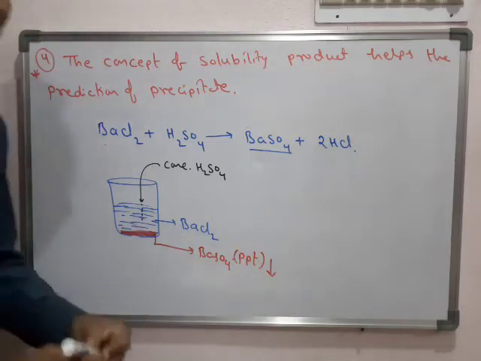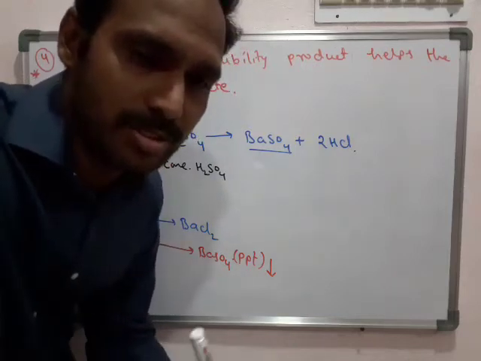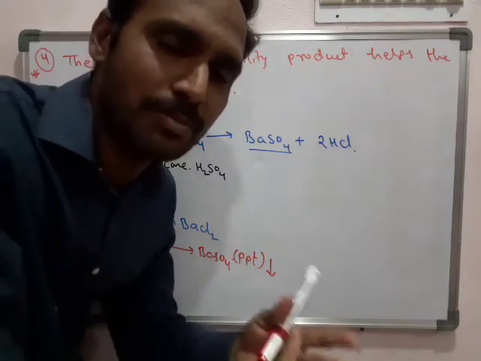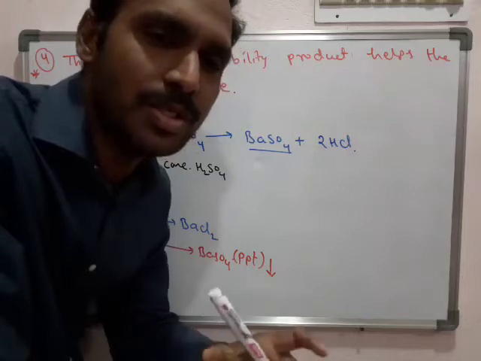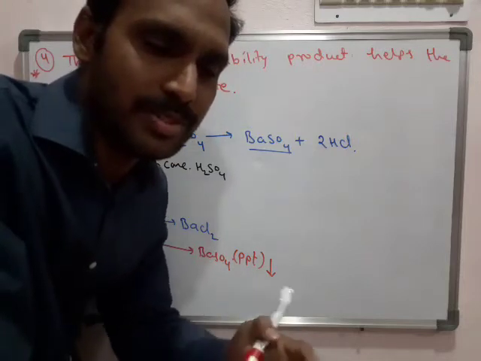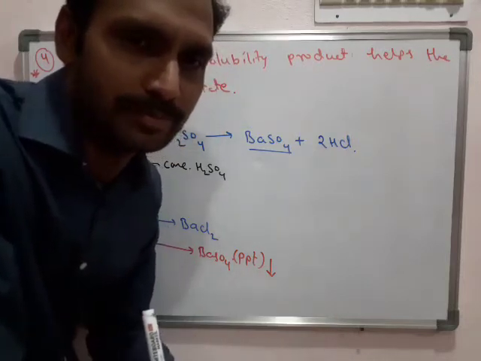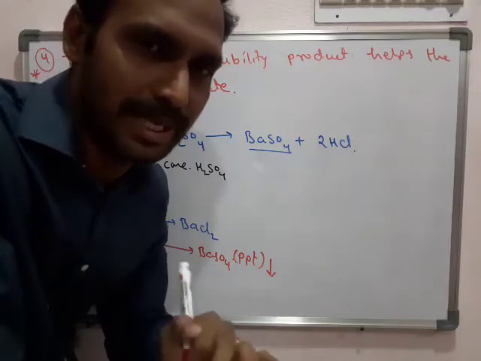So at the start there is no precipitation. By adding more, that is, larger amounts of H2SO4 to the barium chloride solution, there is a formation of precipitate.